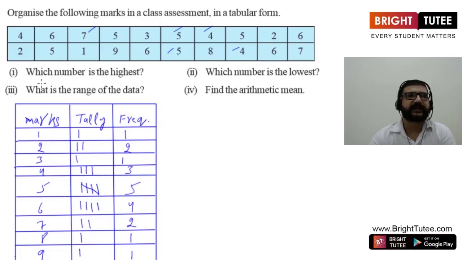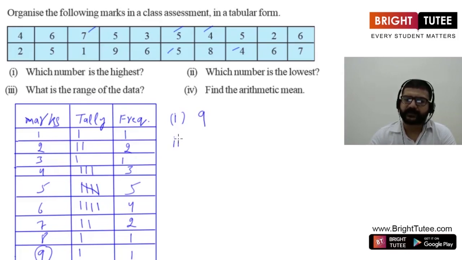Now we have to find which number is the highest. So the answer for the first one will be 9. As we can see from the table, 9 is the highest mark. So the answer for the first one will be 9.